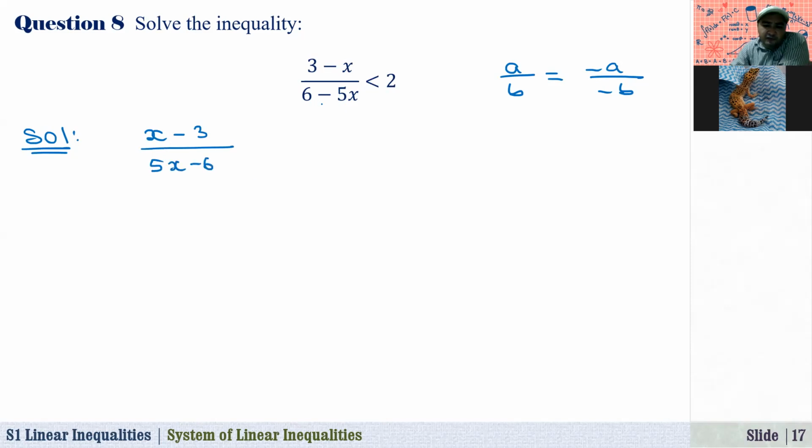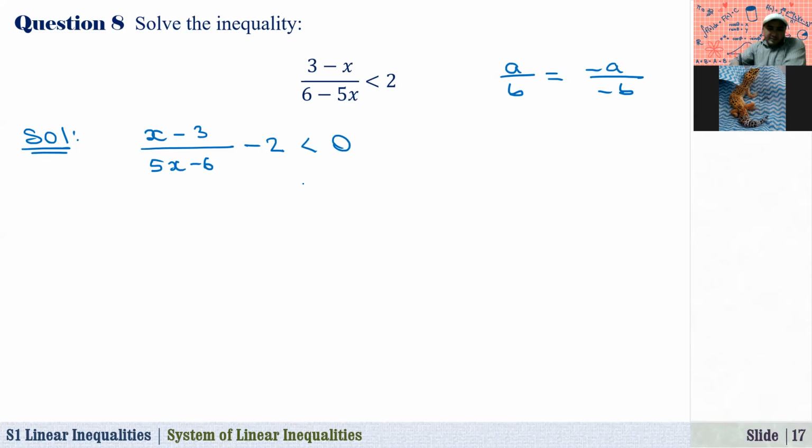And also take 2 to the left-hand side. I didn't do anything. I'm not multiplying both sides by -1. I'm just multiplying the numerator and denominator of the fraction by -1. That's why it does not change anything. And take 2 to the left-hand side. Here we have -2, and here we have less than 0.